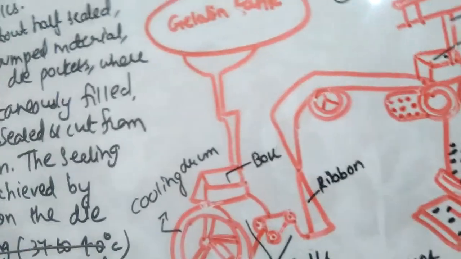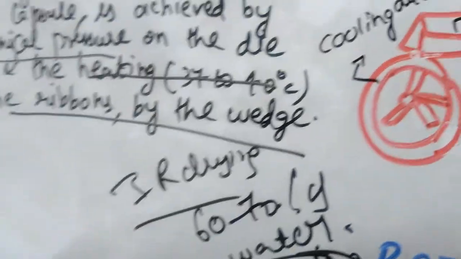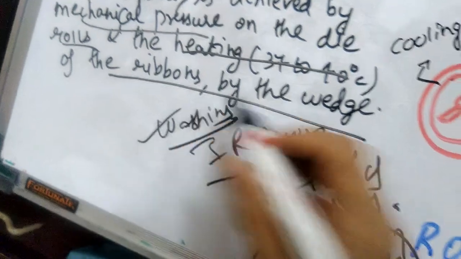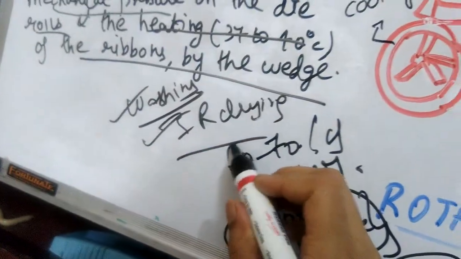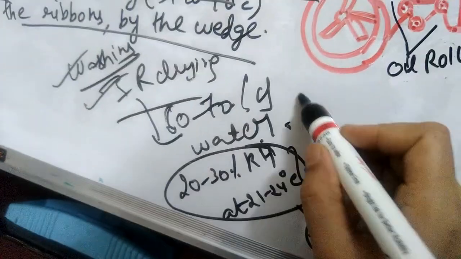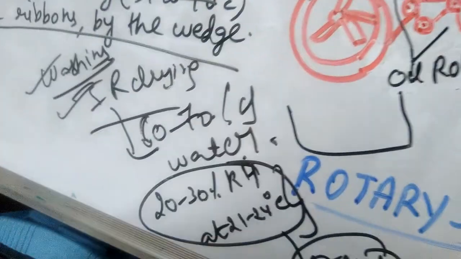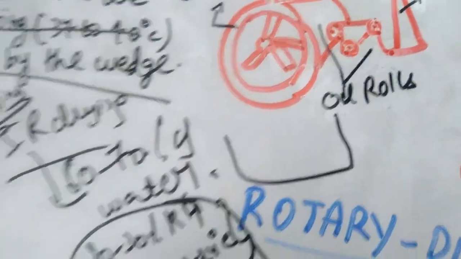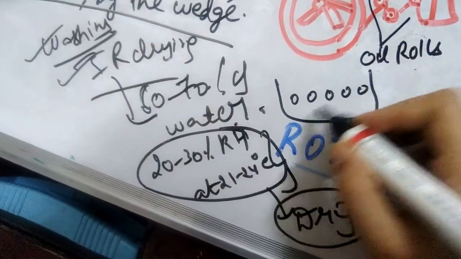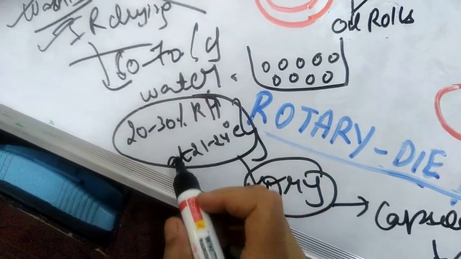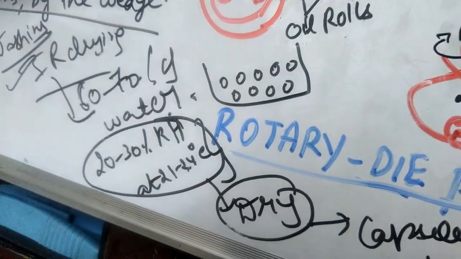I repeat, after this process you will wash them, and you will subject them to infrared drying. First is your washing, then is your infrared drying, and this infrared drying will remove 60 to 70% of the water. After infrared drying, you will place them in trays, and you will place them to come to equilibrium with air conditions, which are maintained at the following conditions. Those conditions are 20 to 30% relative humidity and 21 to 24 degrees centigrade, the temperature.